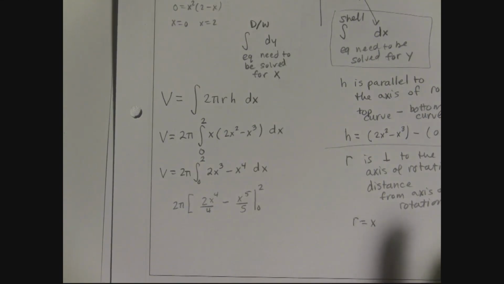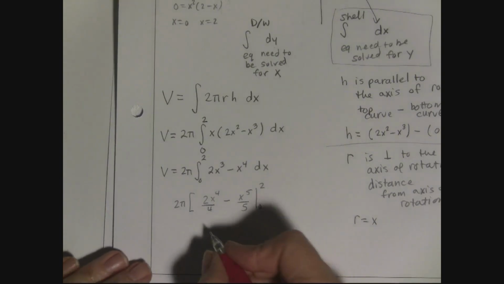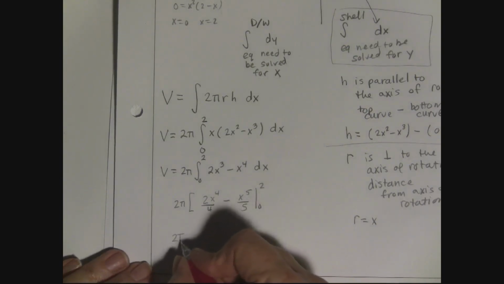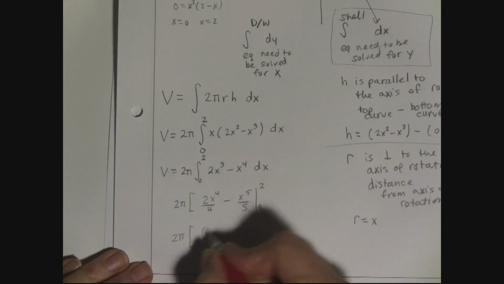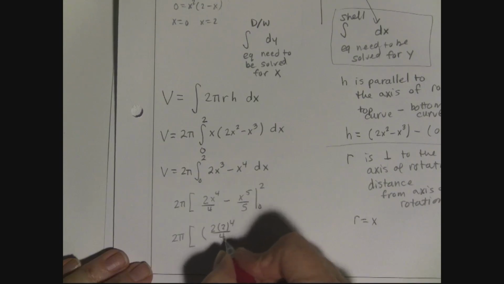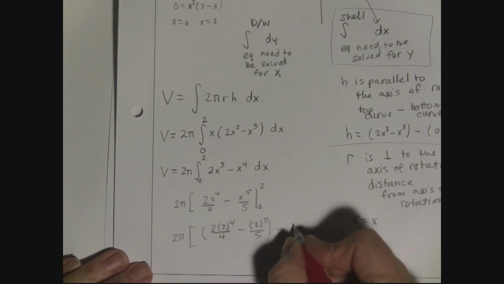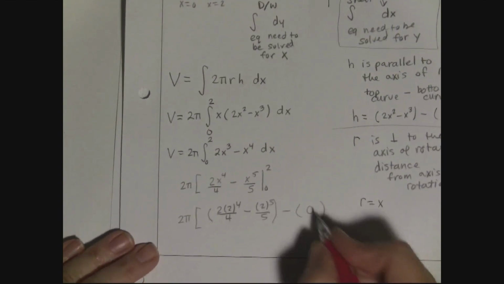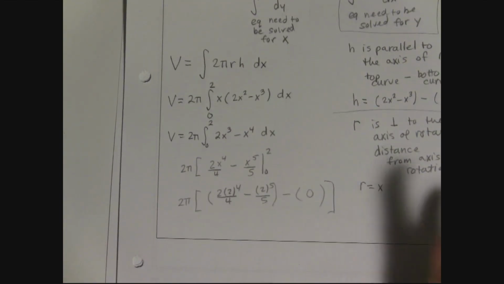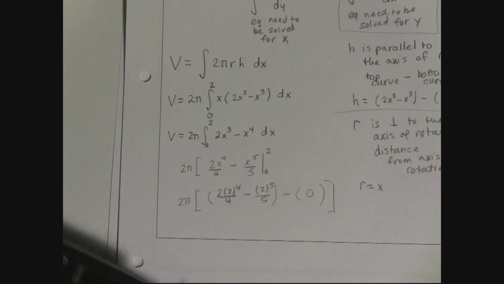I know the 2 and the 4 would reduce with one another, but this is not my final answer. And so you should always reduce on your final answer, definitely. So I know the 2 pi's out here. I'm trying not to lose it, but my top curve is 2 times 2 to the 4th over 4 minus 2 to the 5th over 5, minus my bottom curve, which is 0. And I just plan on putting that in my calculator, and I'm going to let my calculator reduce.